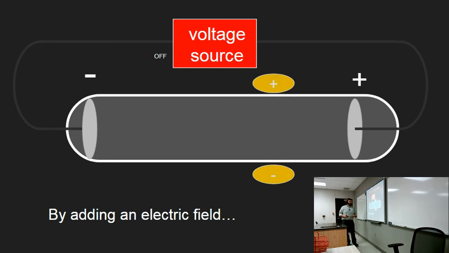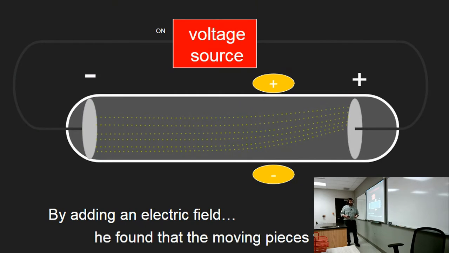Then he decided, what if I take a magnetic field and put it around the tube? What's going to happen to these particles? What he noticed is when he turned on the voltage source, they actually bent. They bent away from the negative end of the magnet and towards the positive end. This was interesting. What this was telling J.J. Thomson at this point in time is basically that these particles must be negatively charged.